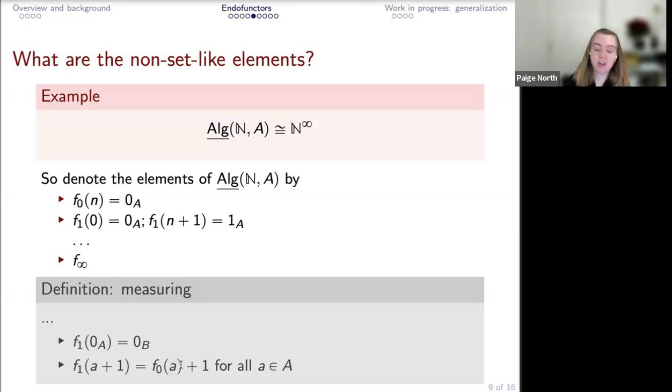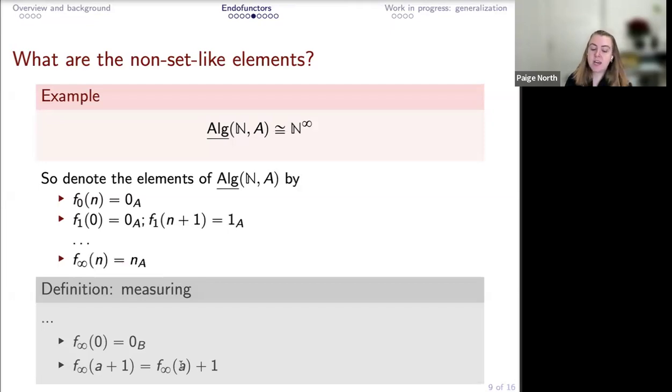Then similarly, we can do all the other calculations. F sub 2 sends 0 to 0, 1 to 1, and everything else to 2. So, let me see if I can get this right, f sub n of m sends that to the min of n and m. Okay, and as we saw on the previous slide, f sub infinity is just going to do, I don't want to say the identity because these two things are not the same, but it does kind of the identity in some sense, in that it sends the n of the natural numbers here to the n of a, by which I mean the nth successor of the special point in a.